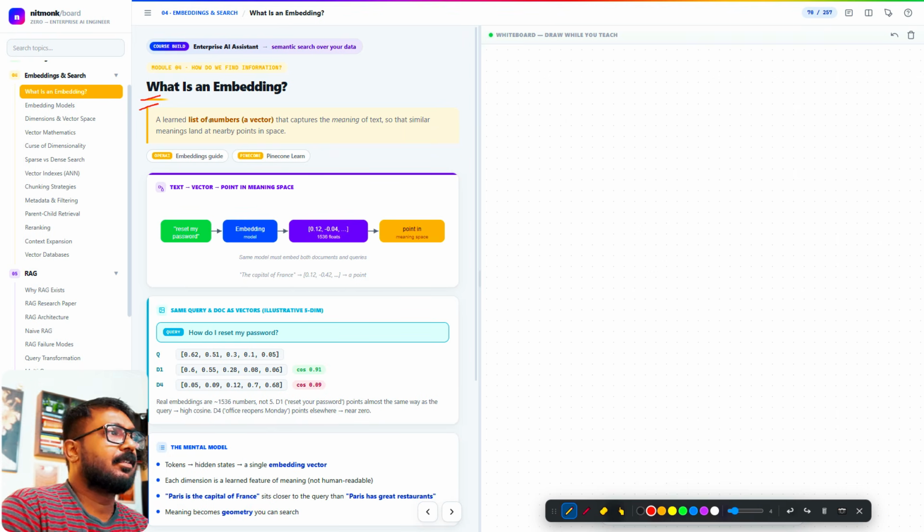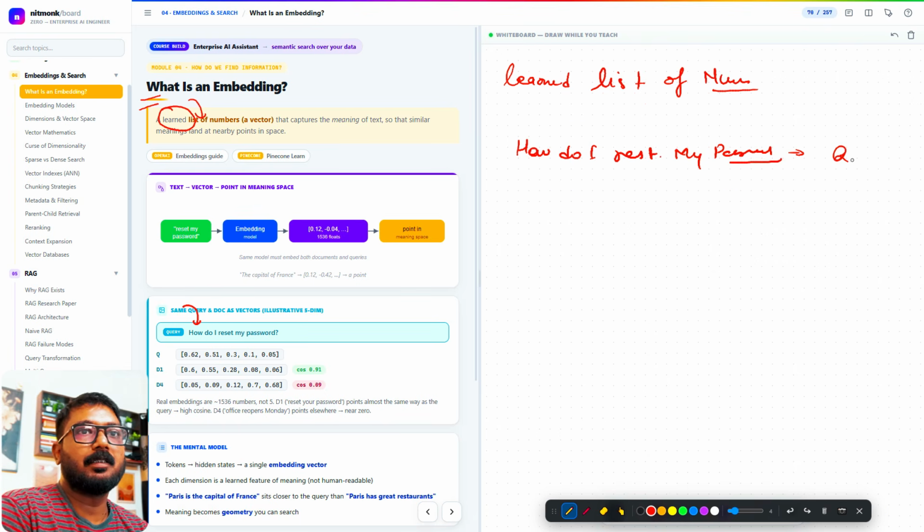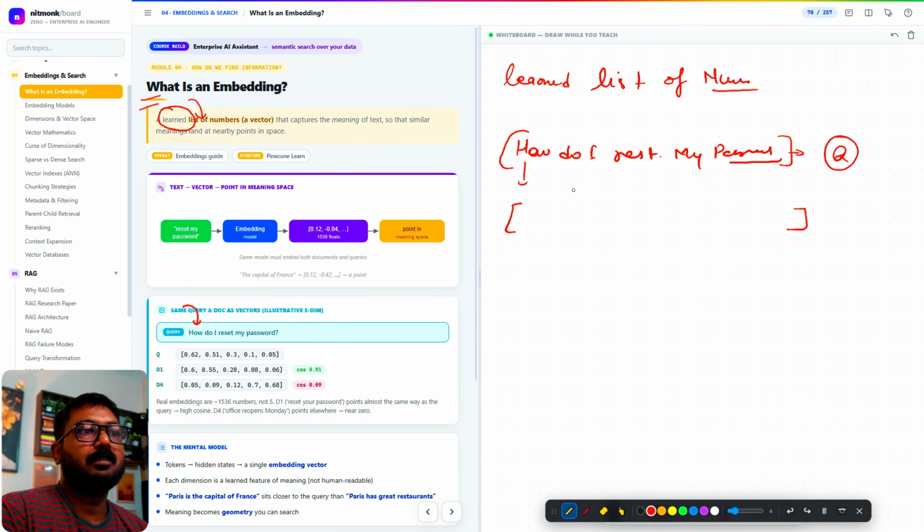So what is an embedding? A learned list of numbers. You see, a learned list of numbers. Whenever we write a sentence, let's say we say, how do I reset my password? This is a query, right? And for each and every sentence, we convert it into these numbers.